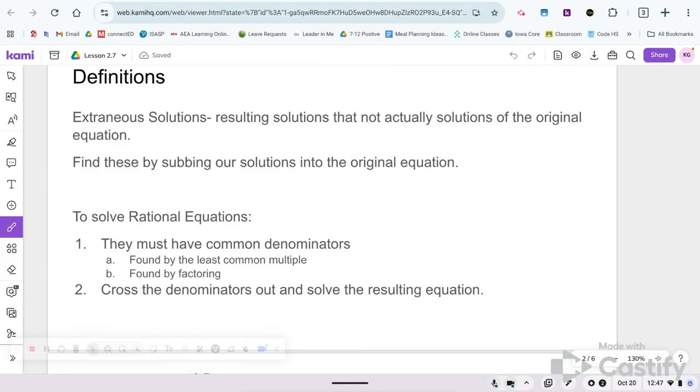Then we're also going to solve rational equations today. So rational, remember, means fraction. And in order to do that, we must have a common denominator in all of our fractions. We're going to find the least common multiple, and we might have to do some factoring. And then once all the denominators are the same and the numerators are multiplied by those denominators, we can then cross out the denominators and solve what we have left.